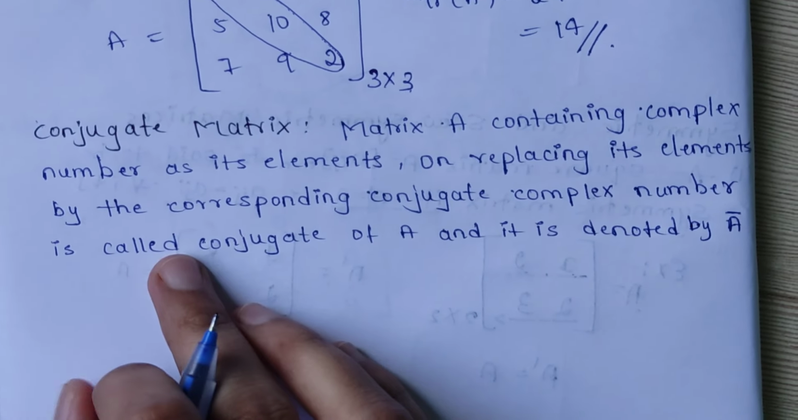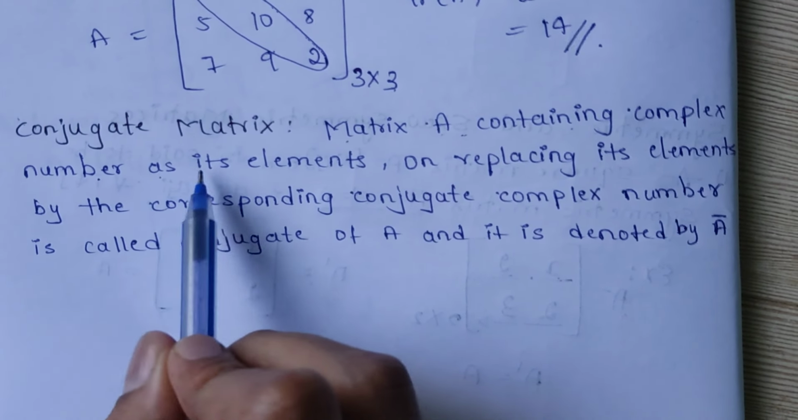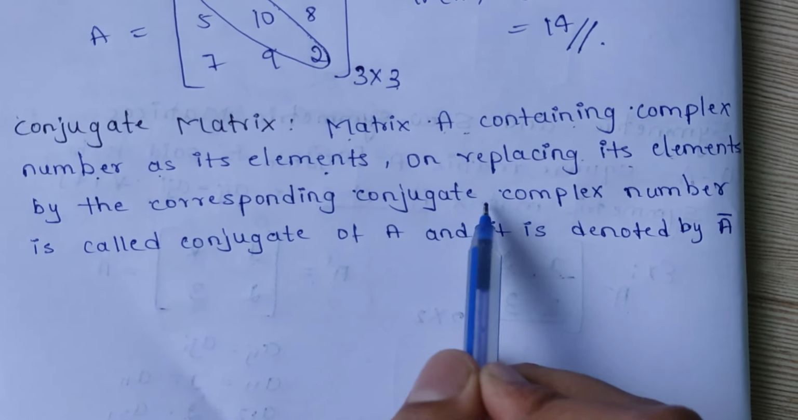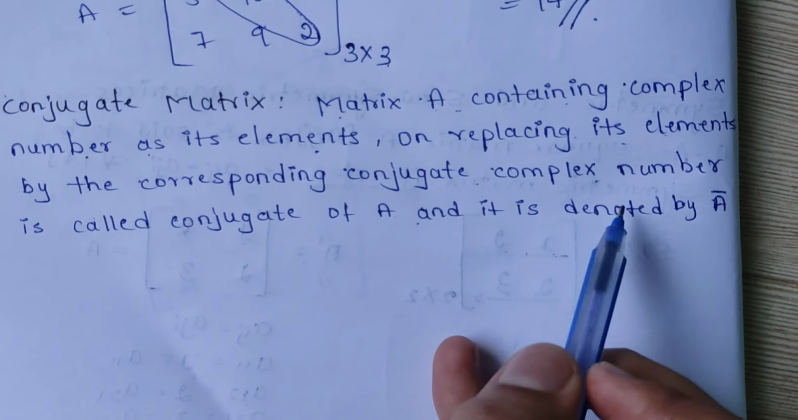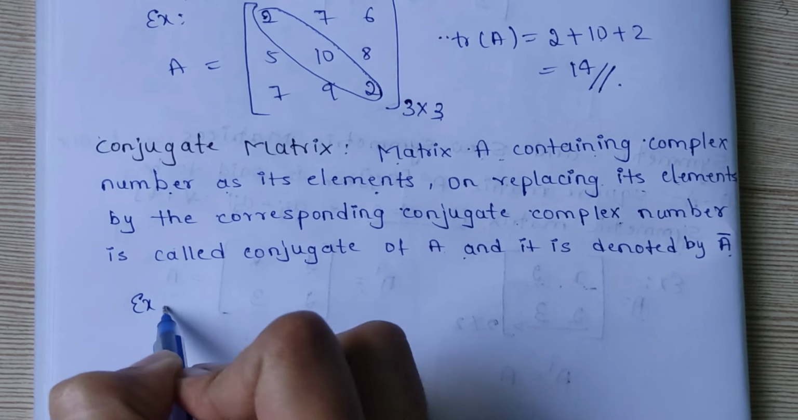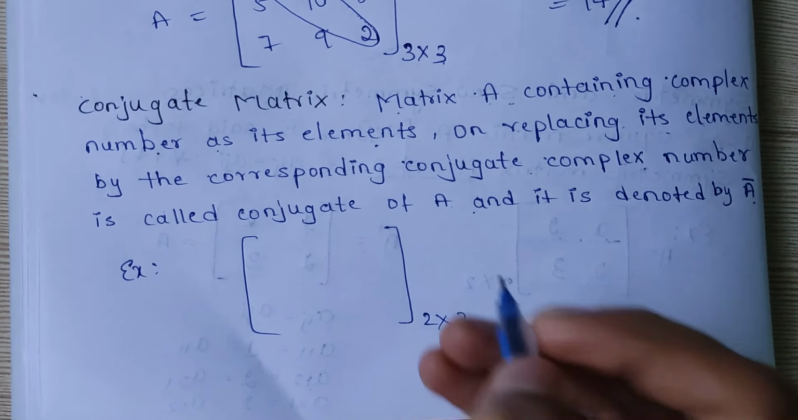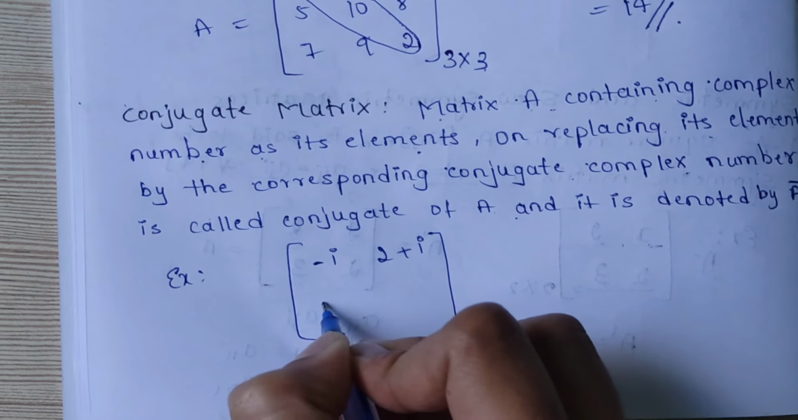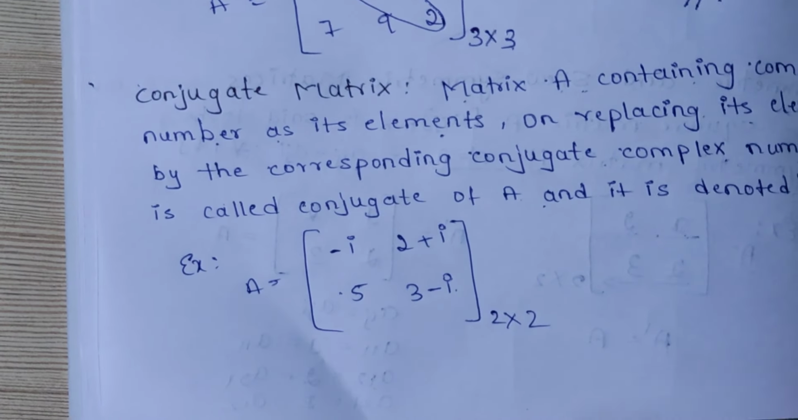Next one is conjugate matrix. Matrix A containing complex numbers as its elements, on replacing its elements by the corresponding conjugate complex number, is called conjugate of A, and it is denoted by A bar. You will easily understand this by example. See here. Take 2 cross 2 matrix: minus I, 2 plus I, 5, 3 minus I. So this is matrix A.